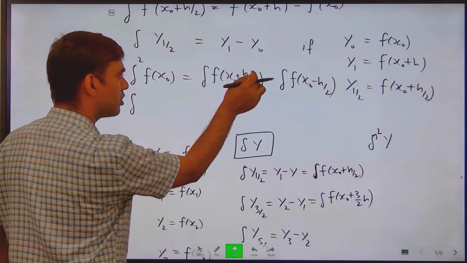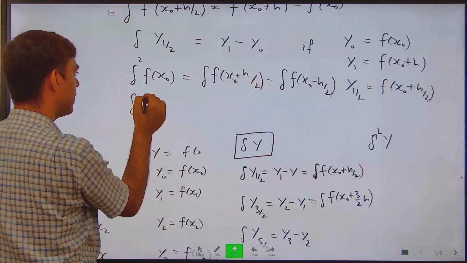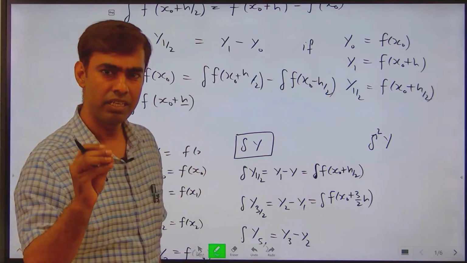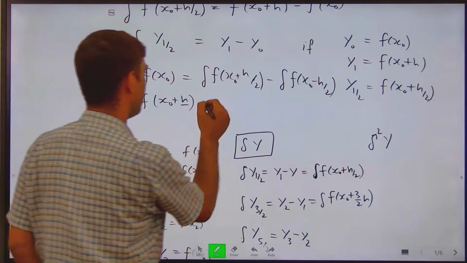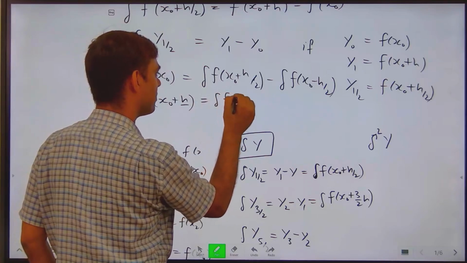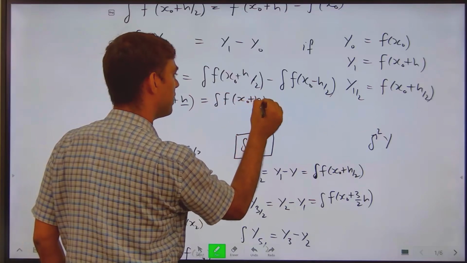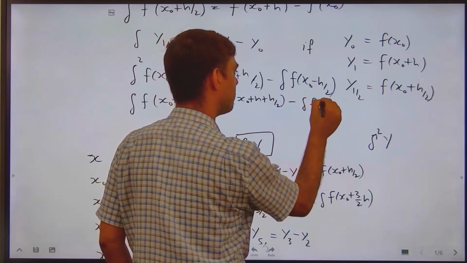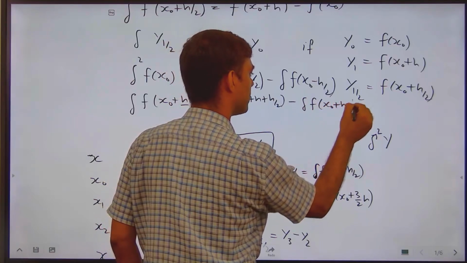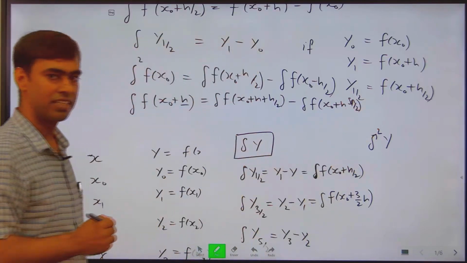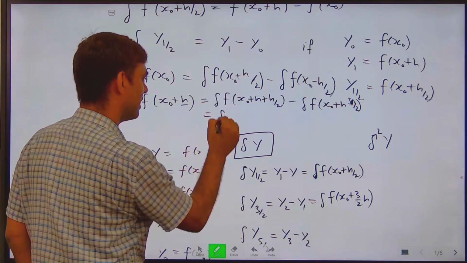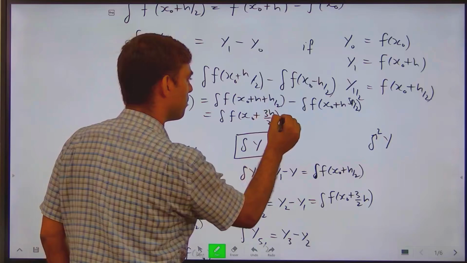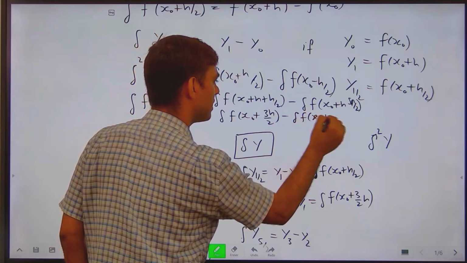So, in order to write x0 plus 3h by 2, in place of this we write delta f of x0 plus h. In place of x0 we write x0 plus h. Then what will happen here? This becomes delta f of x0 plus h by 2, and here this becomes minus delta f of x0 plus h minus h by 2. Then this becomes delta f of x0 plus 3h by 2 minus delta f of x0 plus h by 2.